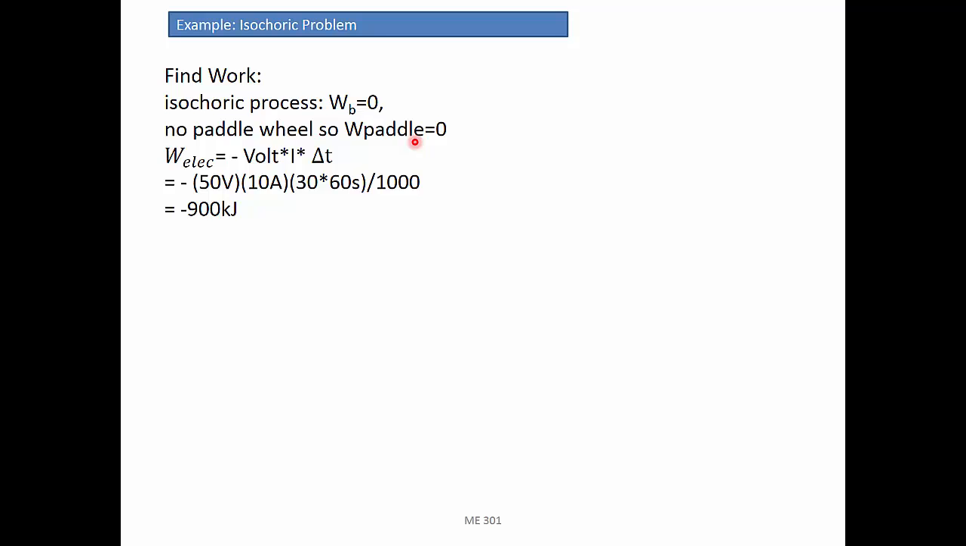Voltage and current were specified in the problem, and we can find the electrical work by applying this formula: voltage multiplied by current multiplied by time. Quick reminder, electrical work is always negative. My time needs to be in seconds. I need to convert the unit into kilojoules by dividing my final result by 1,000. Plugging in my numbers, I will have my electrical work at minus 900 kilojoules.